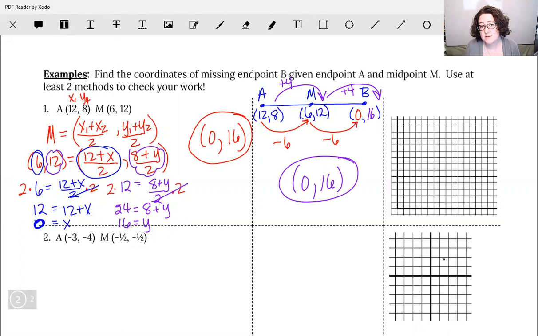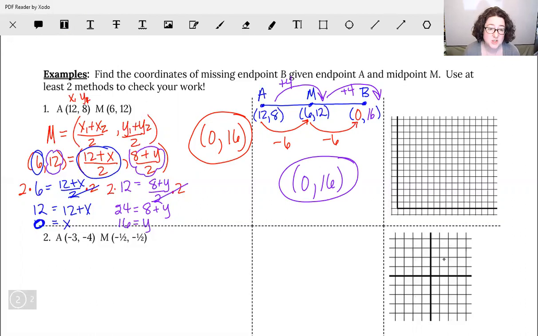Now, you have to be careful with counting. You have to think in the same direction going all through the problem. But this is a much quicker way into looking at where your missing endpoint is. So let's try this with number 2.